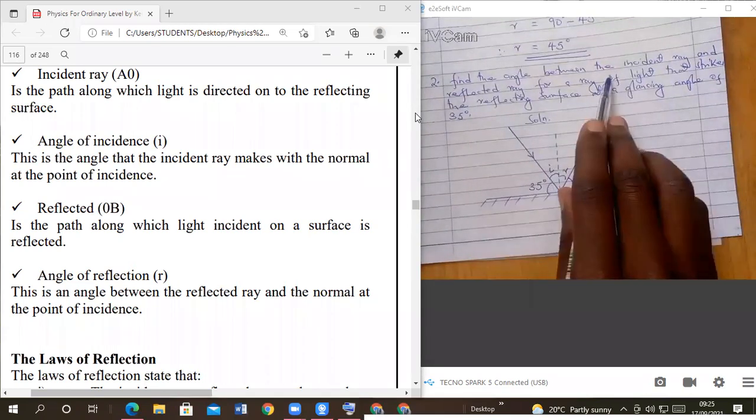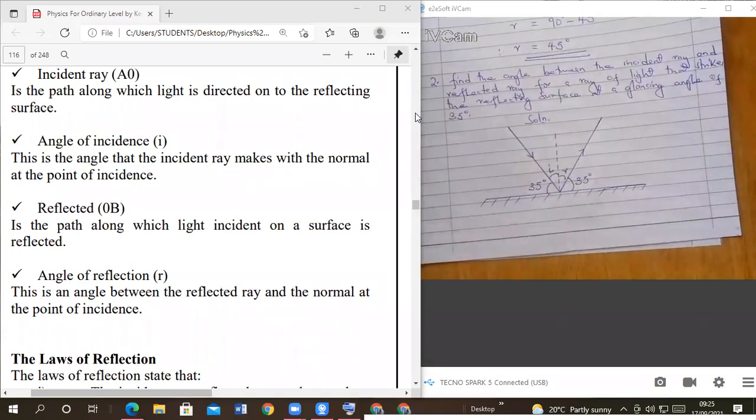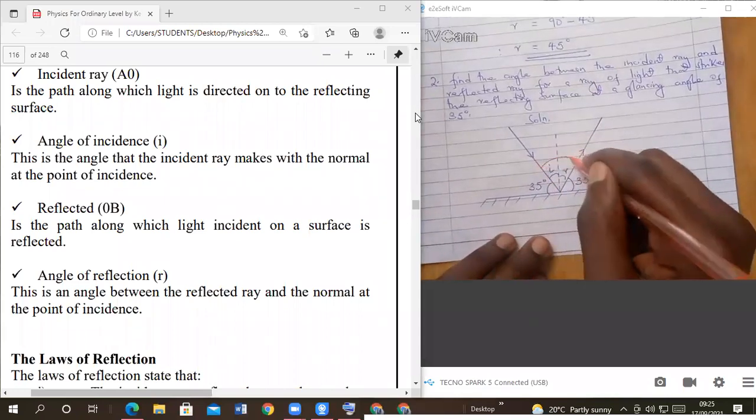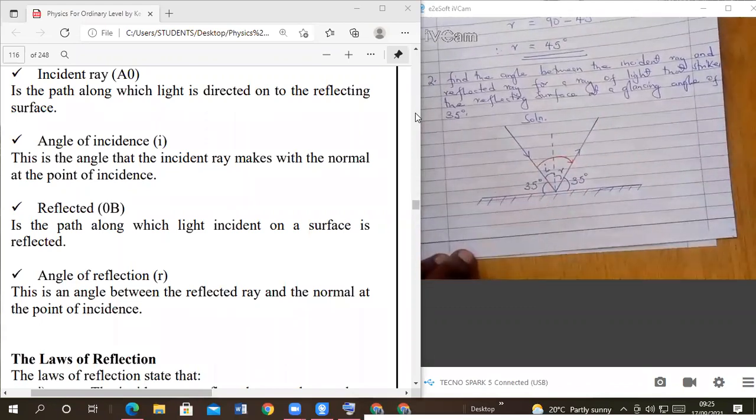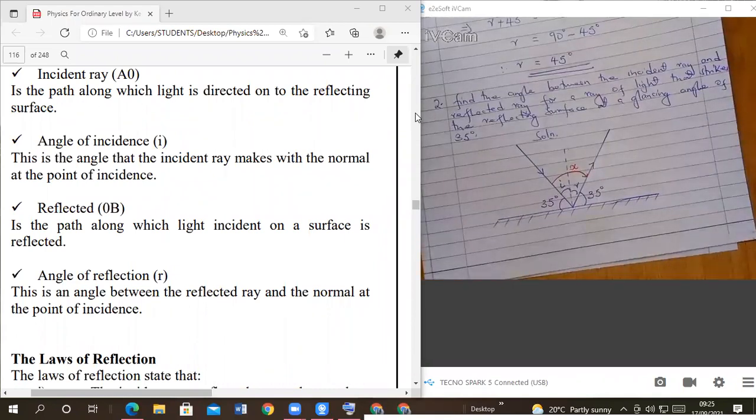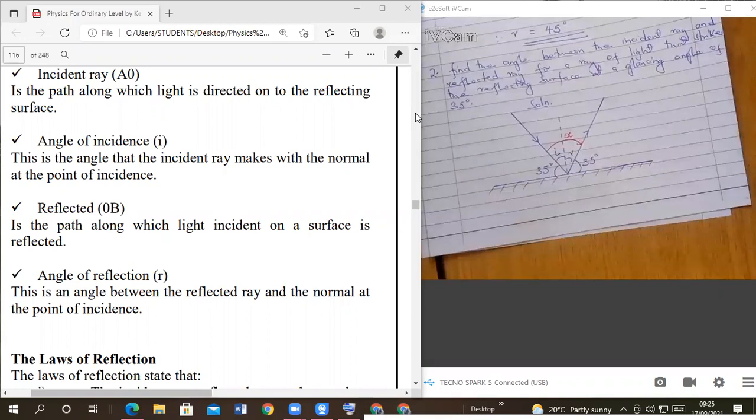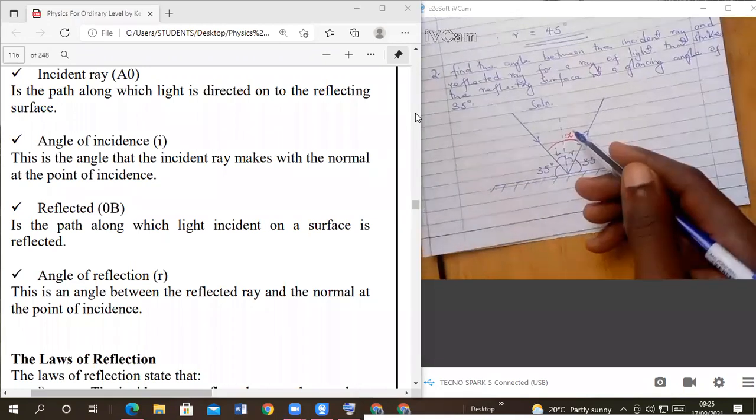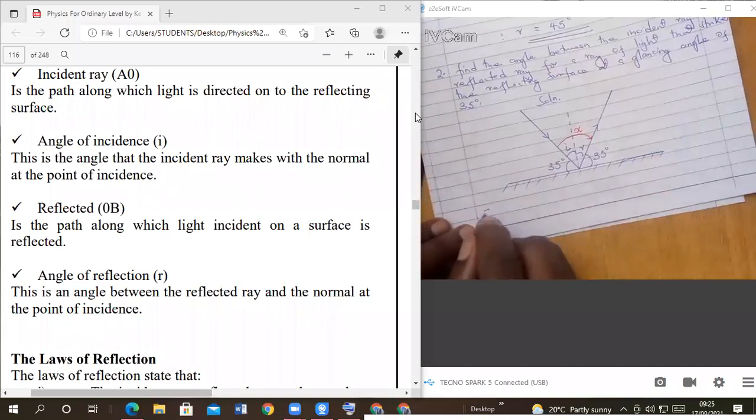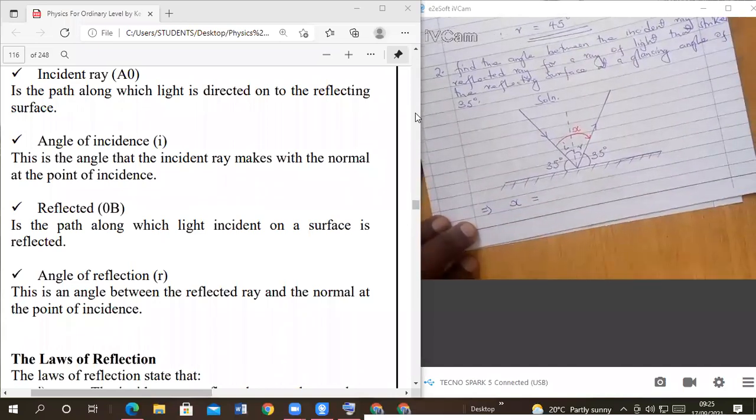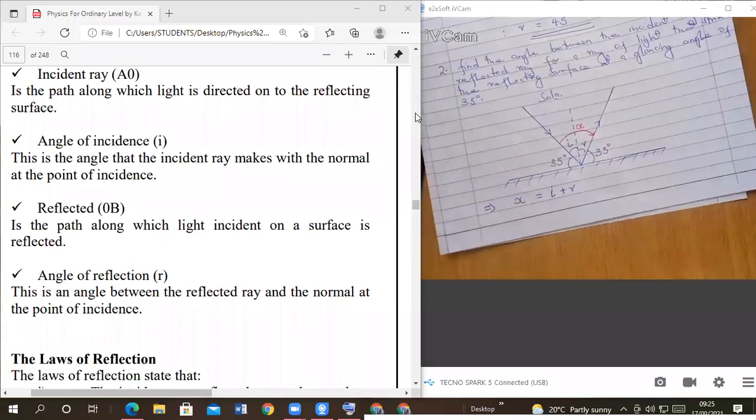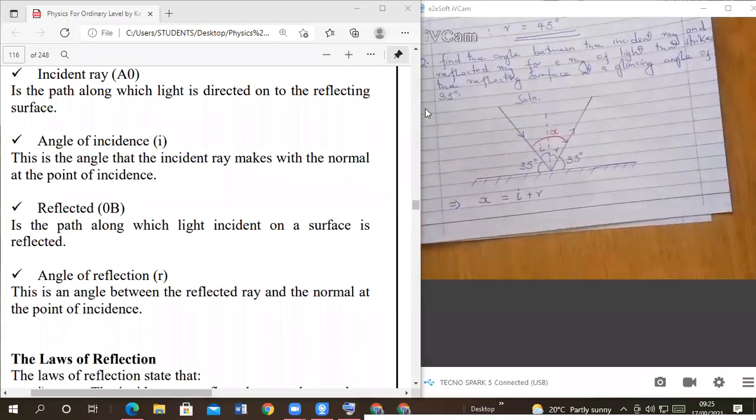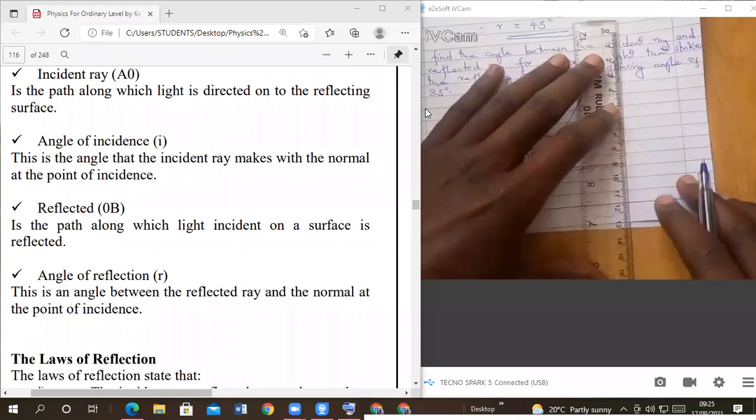When you look at the question very well, what do they want? They want us to find the angle between the incident ray and the reflected ray. So they want us to find all of this angle. Let's call that angle X. So angle X is equal to angle I plus angle R. But do we know I and R? No. So we have first to get them.